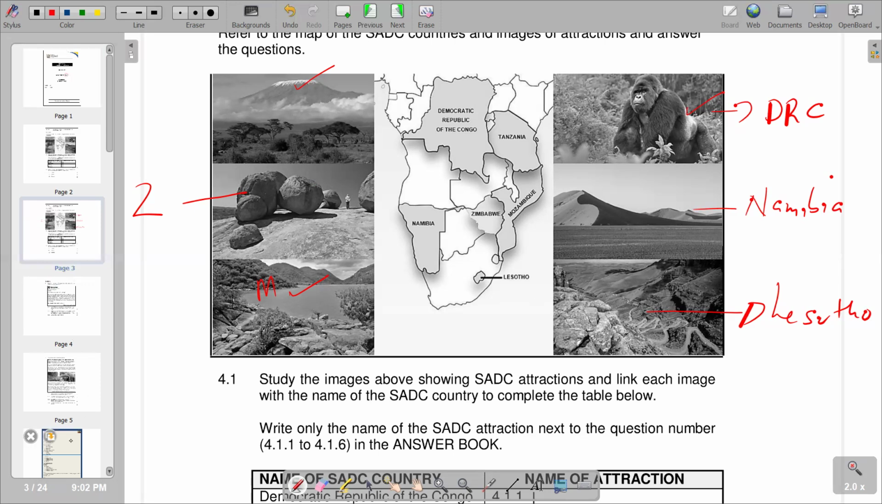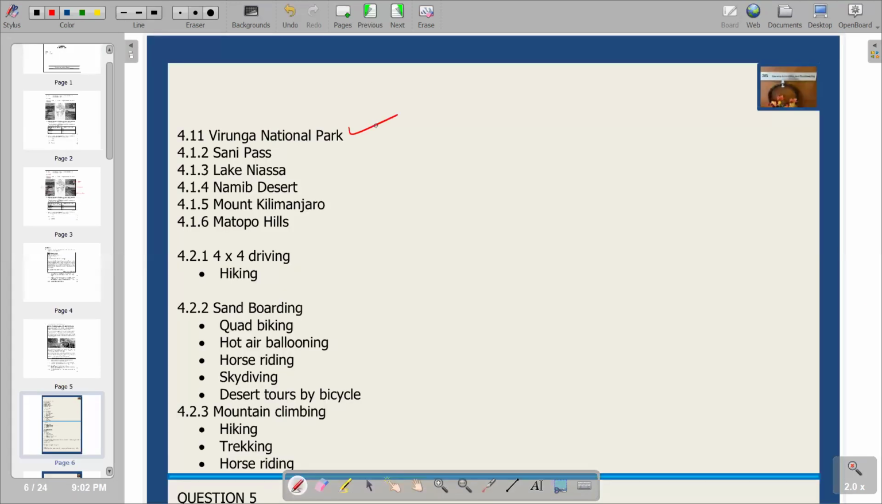So we go to our answer section, you see that we have those declarations, the Virunga National Park for 4.1.1, and then we have 4.1.2 Sani Pass, 4.1.4 we've got Namib Desert, 4.1.5 we've got Mount Kilimanjaro, and 4.1.6 we've got Matopo Hills. So this is what we have in terms of the first part of the question.